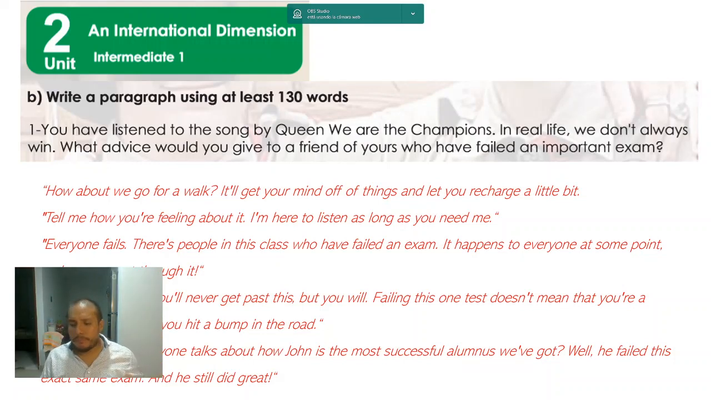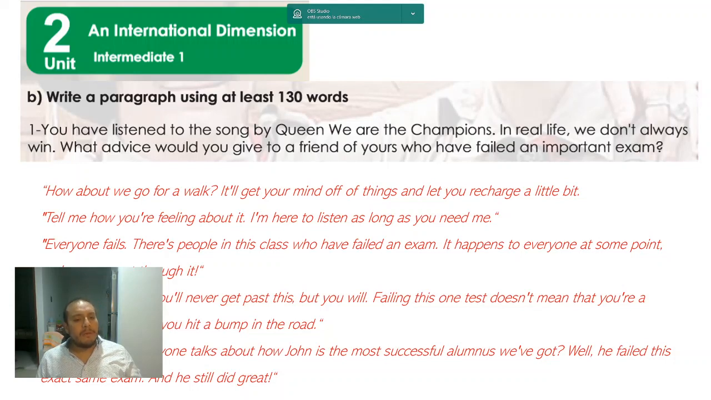So just keep trying, and soon you will realize that you have managed to achieve your goals. Number four, I know it feels like you'll never get past this, but you will. Failing this one test doesn't mean that you are a failure. It just means you hit a bump in the road. Yes, if we fail an exam, it is not that we're going to fail all exams in life. It's just one fail, and we have to get up and continue. That is what we have to do.